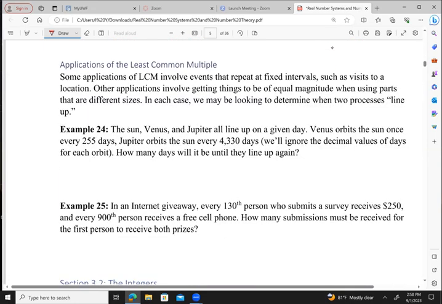So let's talk about applications. Some applications of the least common multiple involve events that repeat at fixed intervals, such as visits to a location. Other applications involve getting things to be of equal magnitude using parts that are different sizes. In each case, we may be looking to determine when two processes line up.